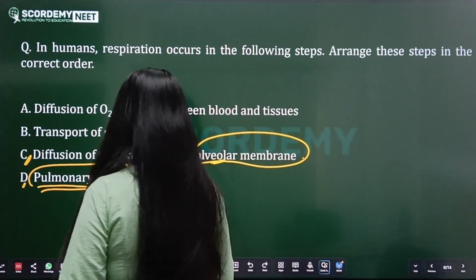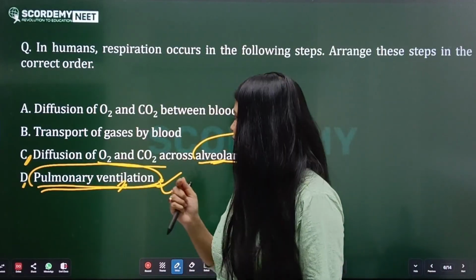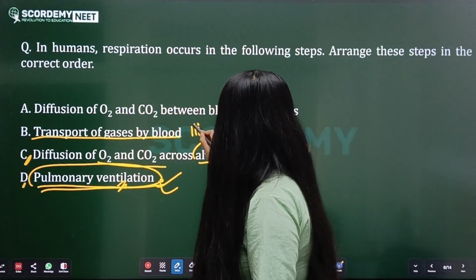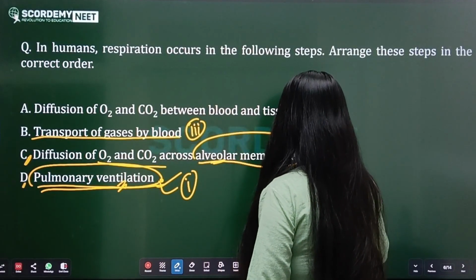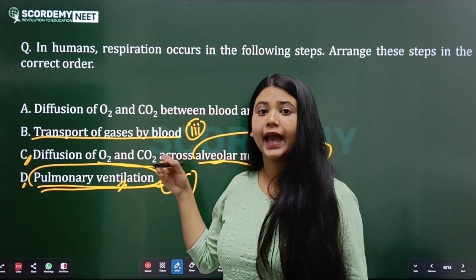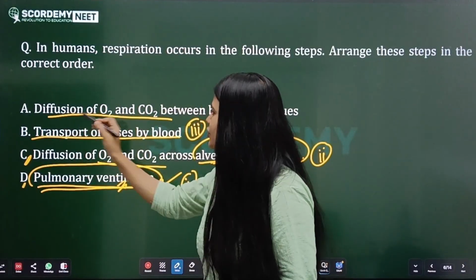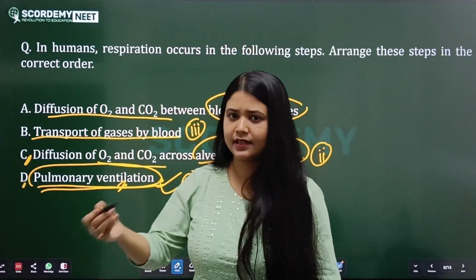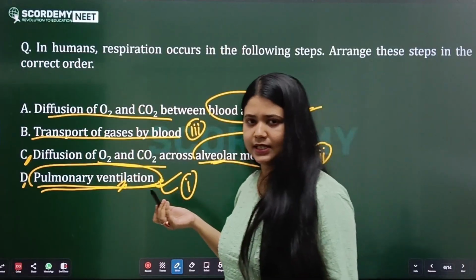After that, what is going to happen? The gases that were exchanged in our alveoli are then transported by blood. So this comes third. This is first, this is second. The gases will be transported by blood, isn't it? And finally, the diffusion of oxygen and carbon dioxide between blood and tissues takes place. That is the last step of respiration, isn't it?